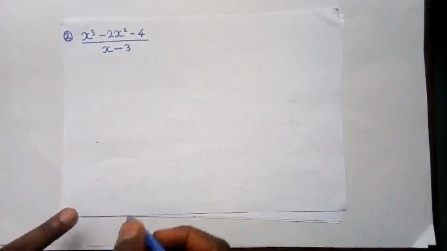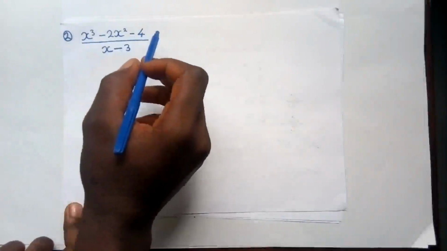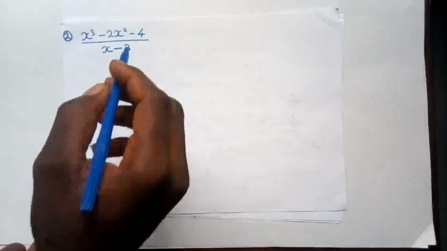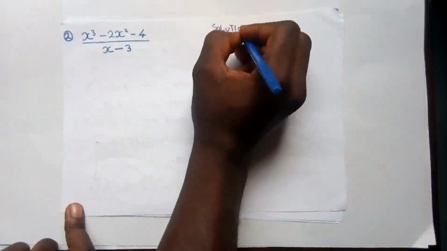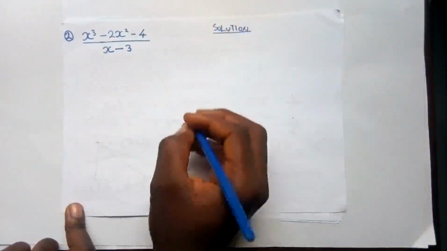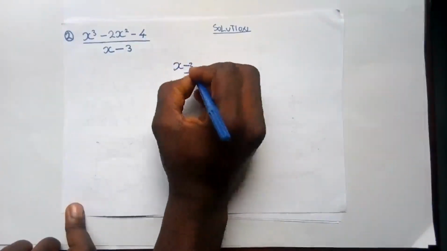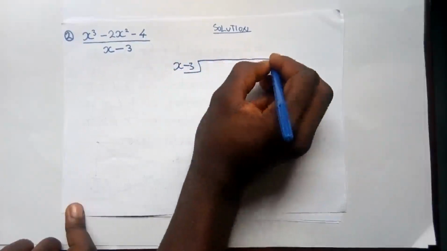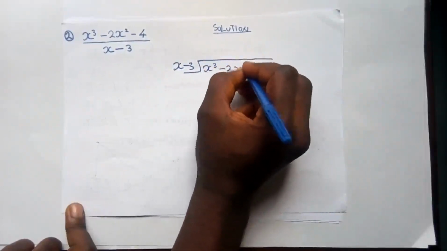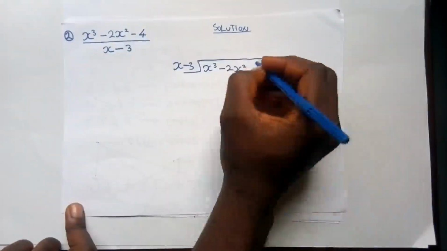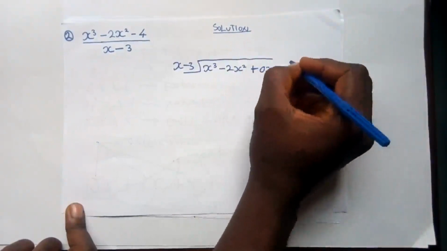Question 2. x raised to the power of 3 minus 2x squared minus 4 divided by x minus 3. Solution. Write this outside, x minus 3. x raised to the power of 3 minus 2x squared. There is no x term, so I can put 0x here. Minus 4.